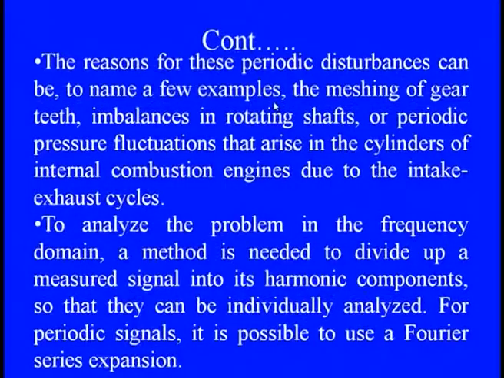Most machines emit periodic disturbances to the surroundings, either in the form of fluctuating forces acting via the machine mounts, or in the form of sound, which is also a simple harmonic motion. The reasons for these periodic disturbances can be, for example, the meshing of gear teeth. In every rotation, when there is a problem in the meshing of gear teeth, it repeats itself in every period. Other causes are imbalances in the rotating shaft, and periodic pressure fluctuation arising in the cylinder of an IC engine due to intake or exhaust gases; in every cycle, that sound or vibration will repeat.